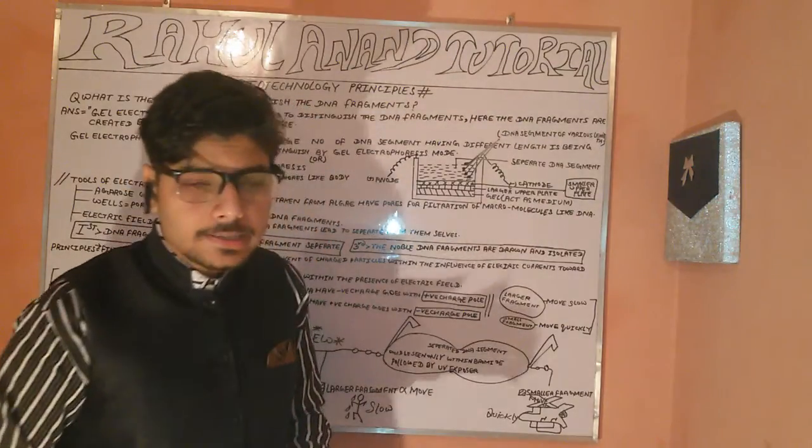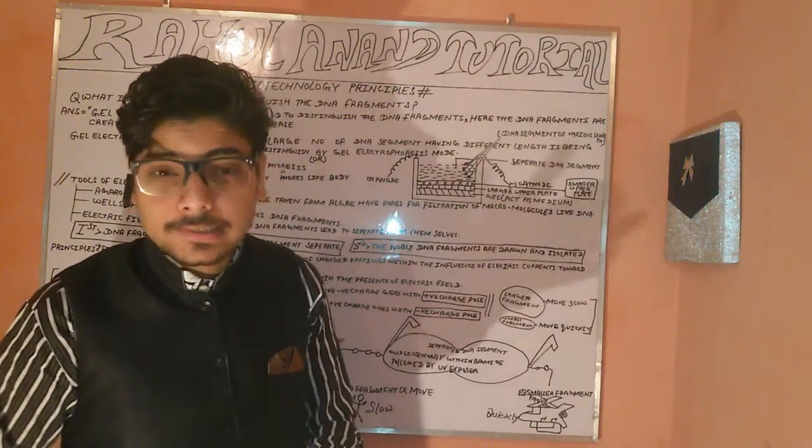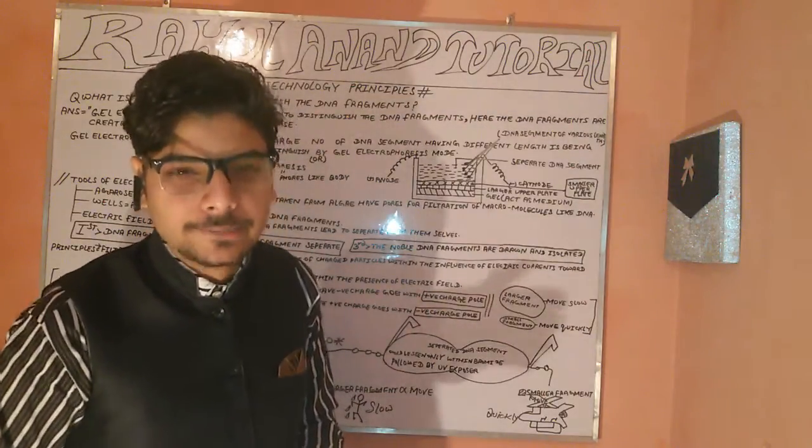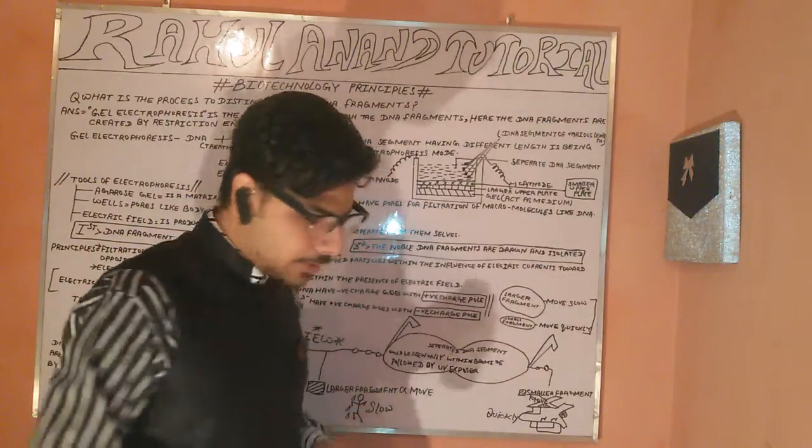These are the agar gel, and then we have two things: the wells as well as the electric field. Let's talk about the first thing, the agar gel. What does it mean?